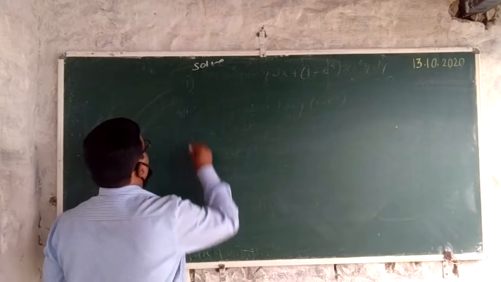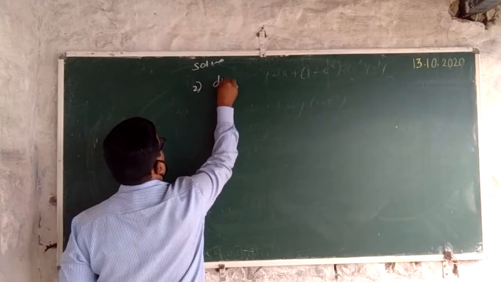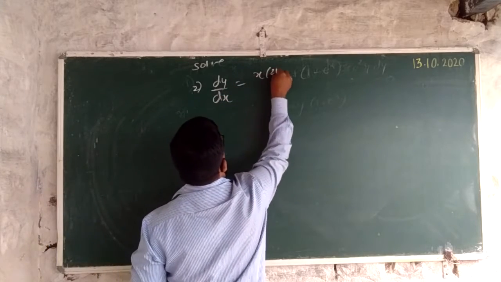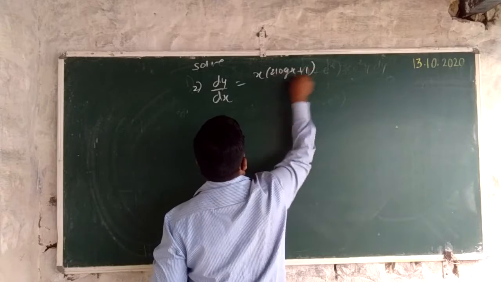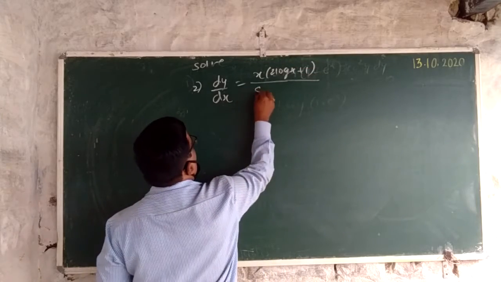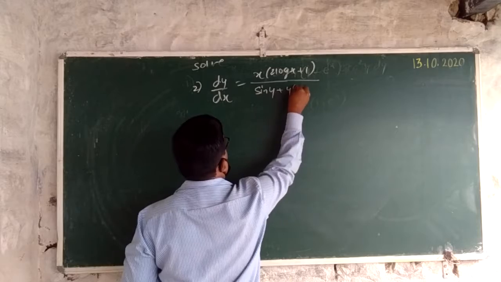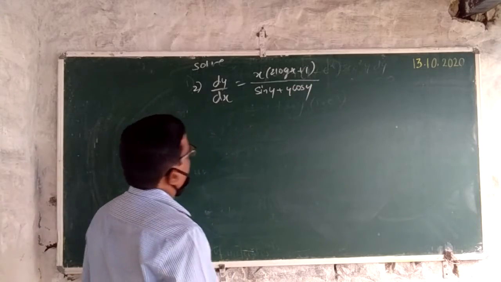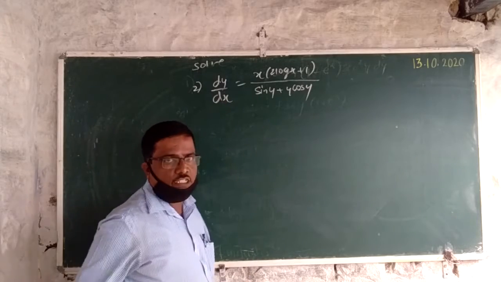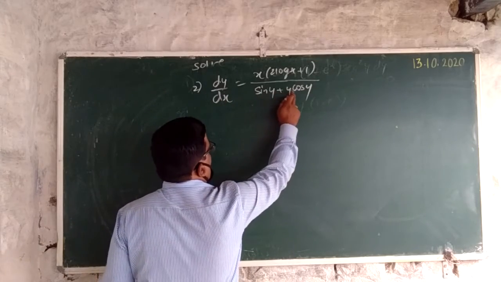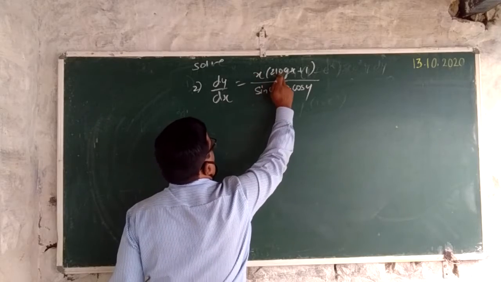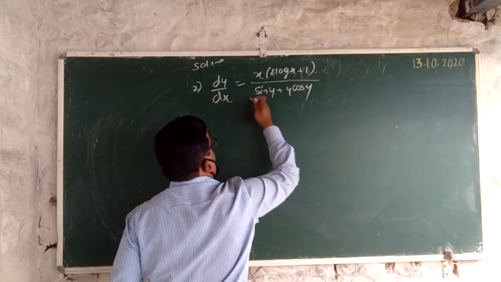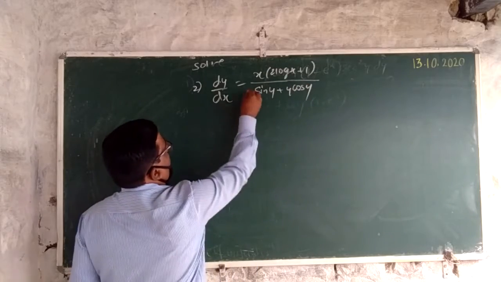That is: solve dy by dx is equal to x into 2 log x plus 1 whole divided by sin y plus y cos y. Now in this case, very simple, just cross multiply. Here sin y and y cos y is there, and here x and 2 log x plus 1, and this contains only x terms and that contains only y terms. Okay, so just cross multiply.